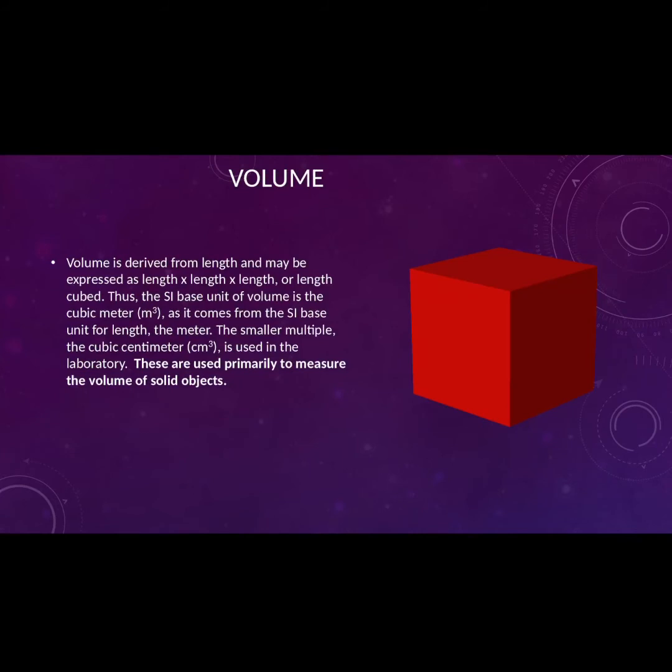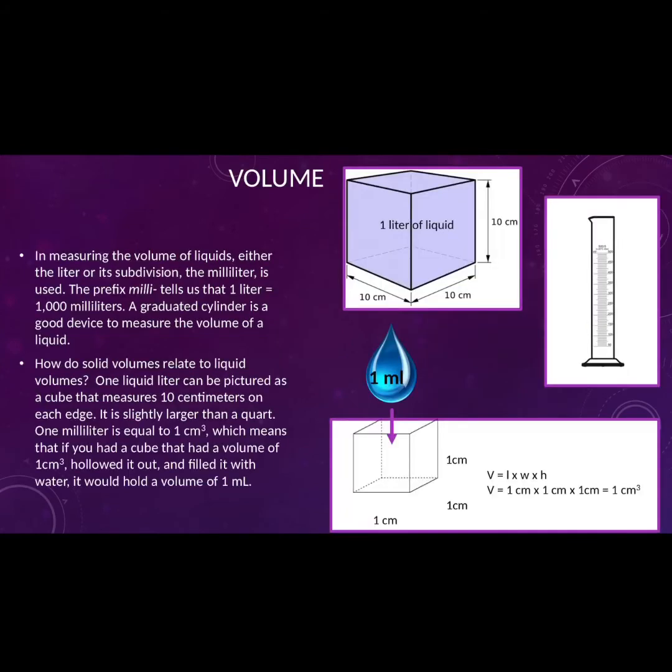Volume is derived from length, and you can find it by just multiplying length times length times length, or if it's a weird shape or a rectangle, length times width times height. That is meters cubed. So number 11, that's used to measure solid objects. For number 12, when we start talking about liquids and how to measure volume in that way, it says 1 milliliter is equal to 1 cubic centimeter. So basically, if you hollow out a cube, fill it with water, it's still going to equal 1 milliliter if it had a volume of 1 centimeter cubed.